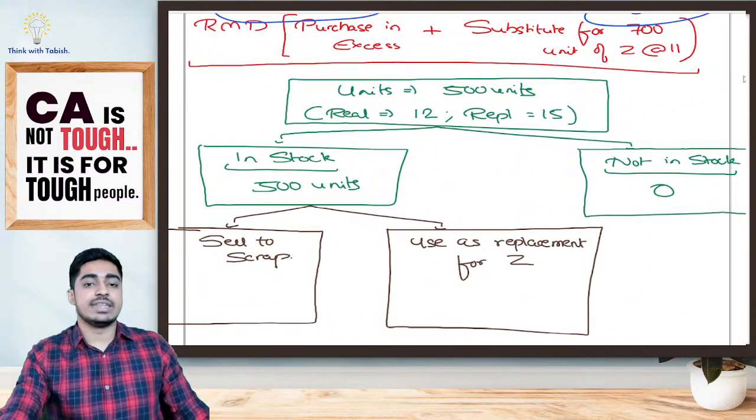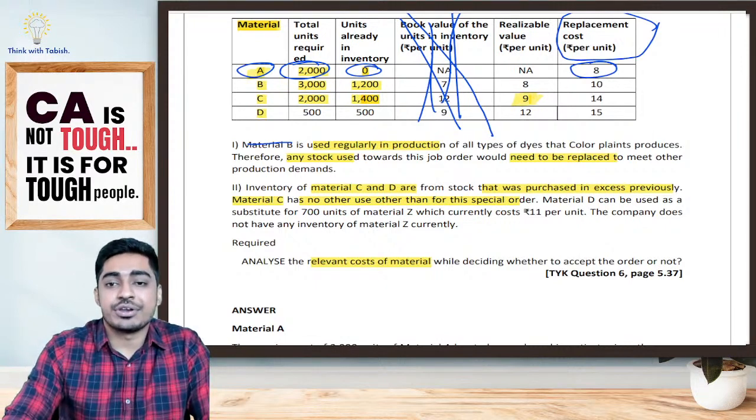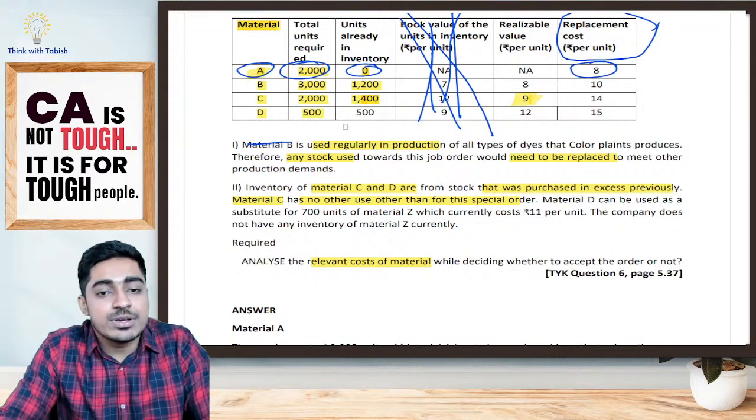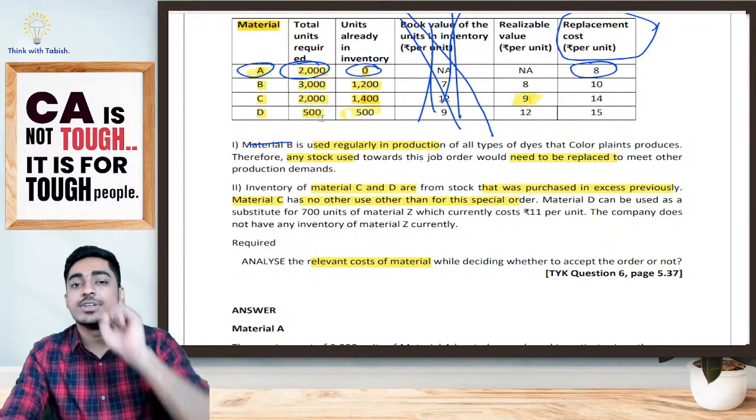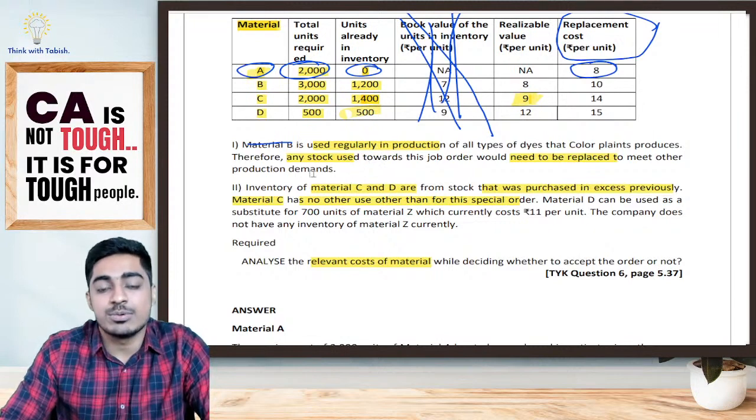Should we move to raw material D? Okay. Now raw material D. Look at raw material D. 500 units we want. 500 units are already there in stock, so we need not purchase anything at all. Now, what is the question telling about raw material D?